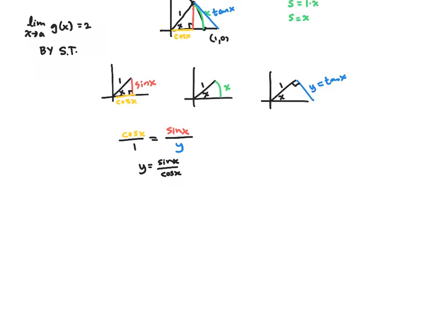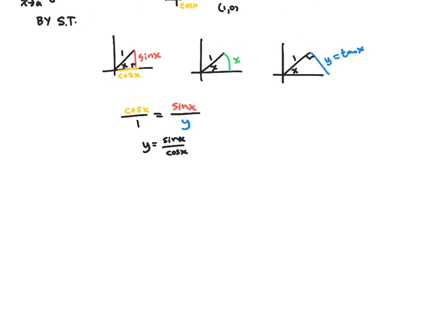Okay, now this is where the fun part comes. What's my goal in all this? My goal is I want to find the limit as x goes to 0 of sine x over x. I don't know what that is. I want to find out. So I know this though. I know that sine x will always be less than x, which is always less than tangent x.